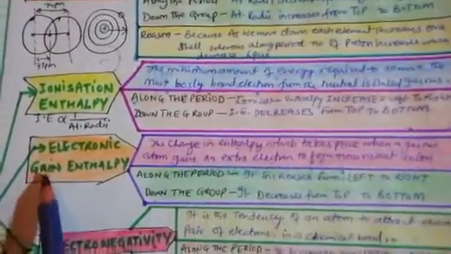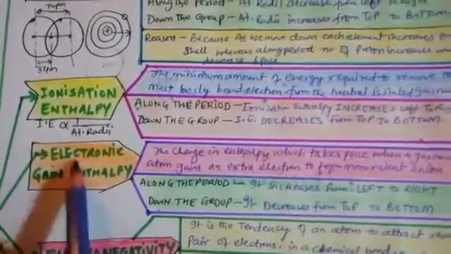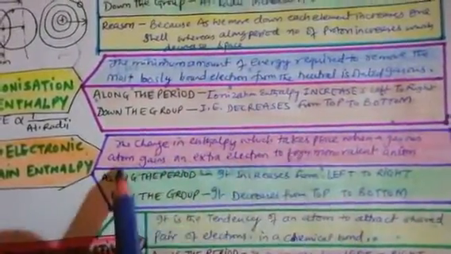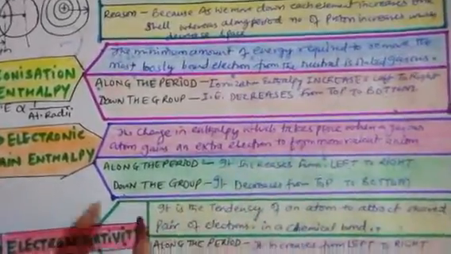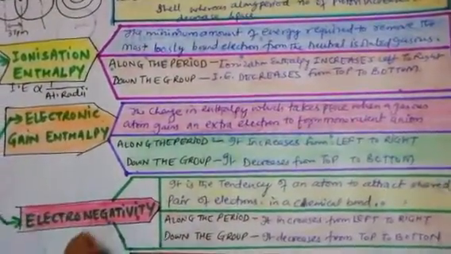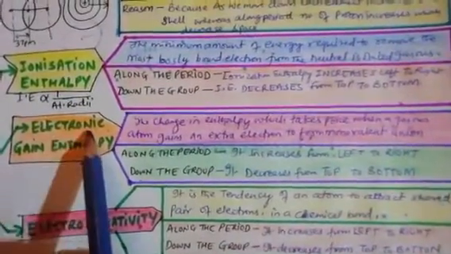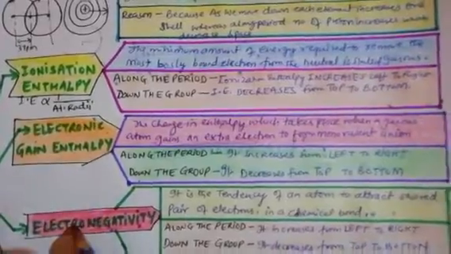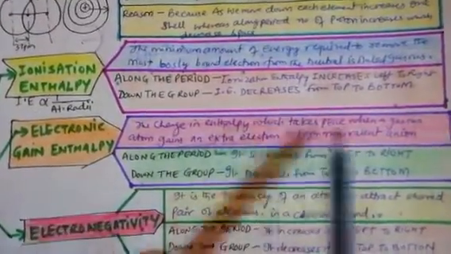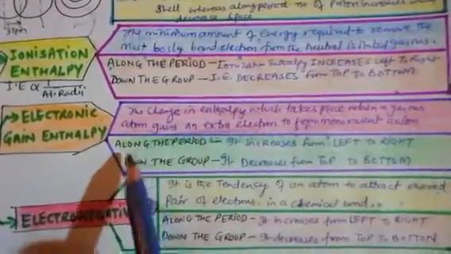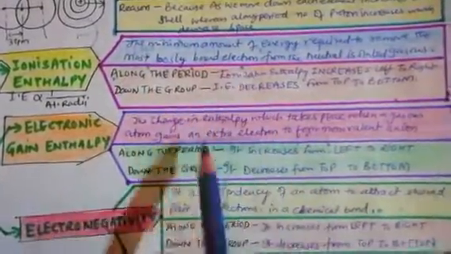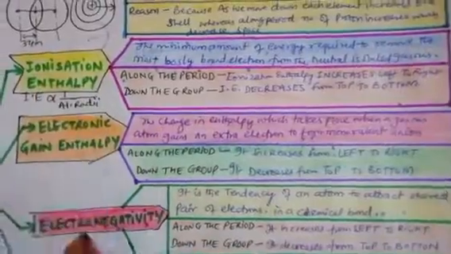Okay, next is electron gain enthalpy. This is shown by non-metals, because only non-metals gain electrons. It is the change in enthalpy which takes place when a gaseous atom gains an extra electron to form a monovalent anion. There is a basic difference between electron gain enthalpy and electronegativity. In both cases the atom becomes negatively charged after gaining electrons. But here it gains one electron to become a monovalent anion, whereas in electronegativity it gains electrons to form a compound. Along the period it increases like ionization enthalpy, and down the group it decreases like ionization enthalpy. All three have similar trends.